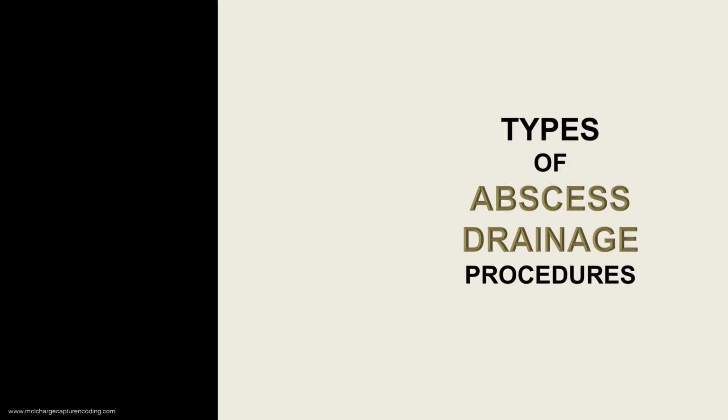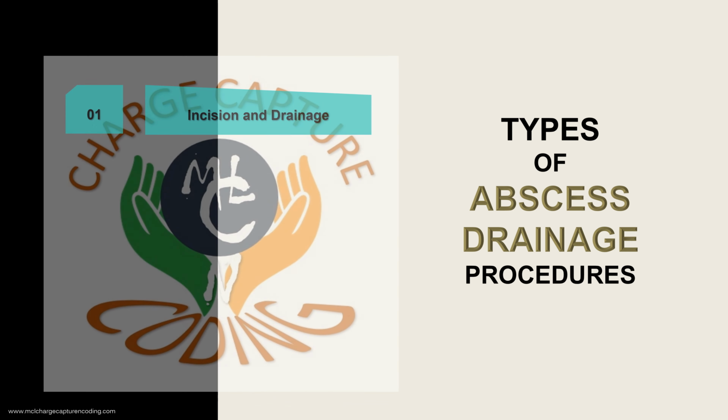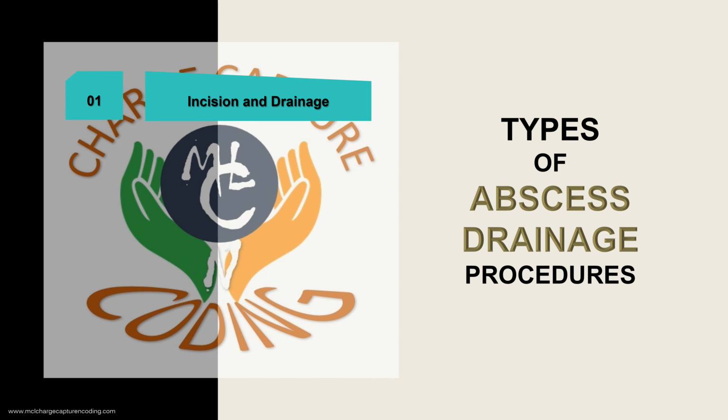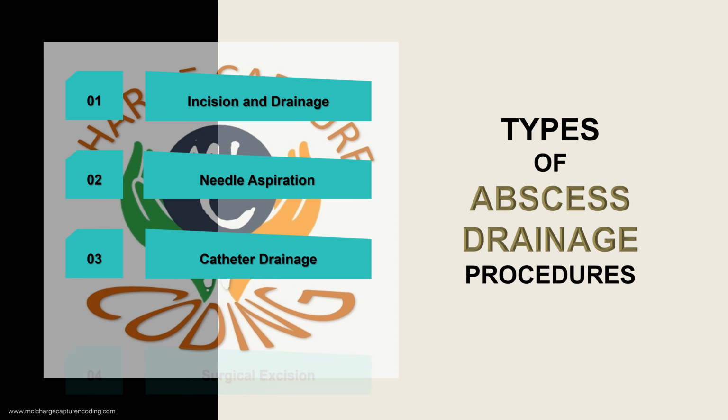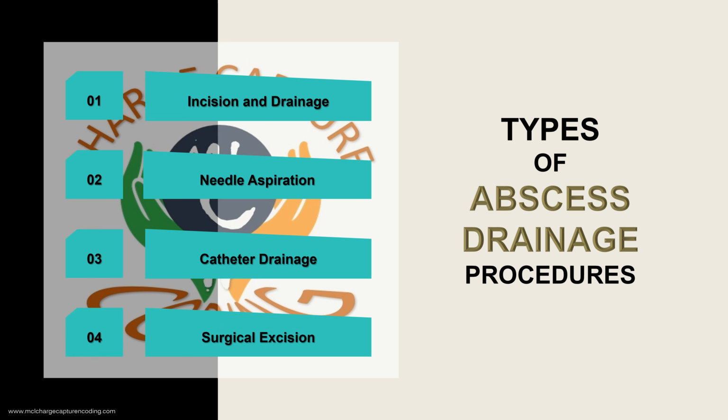As mentioned earlier, there are 4 types of abscess drainage procedures that comprise my 4-part lecture series. Incision and drainage procedure is the most common type of abscess drainage. This is what our Part 1 presentation is all about. The other 3 procedures are needle aspiration, catheter drainage, and surgical excision, which will each be presented in our upcoming video lectures, namely Part 2, Part 3, and Part 4 respectively.